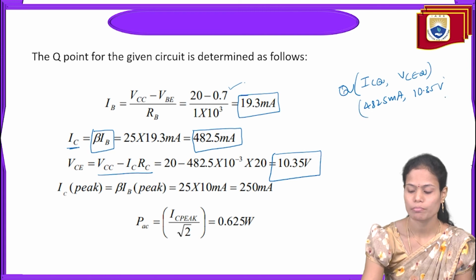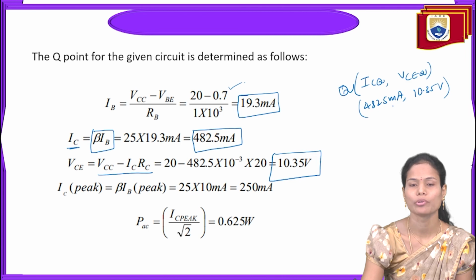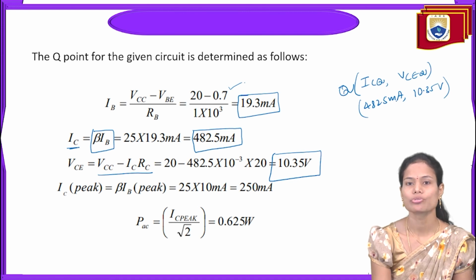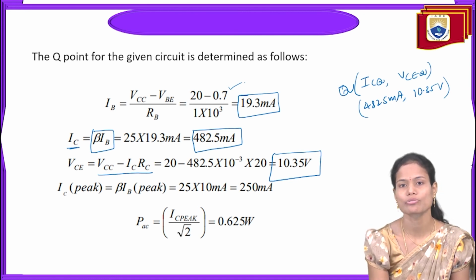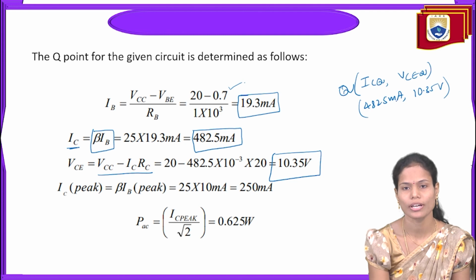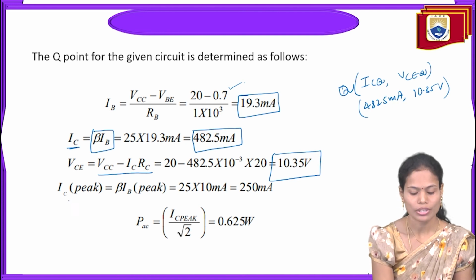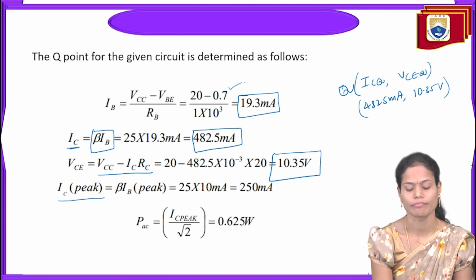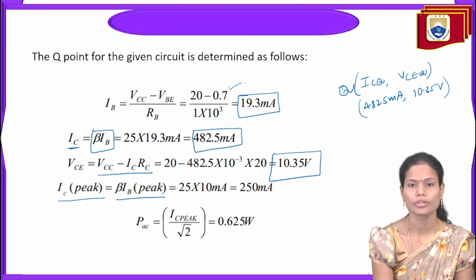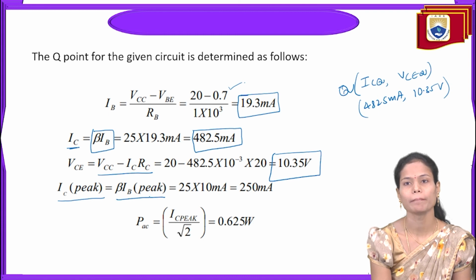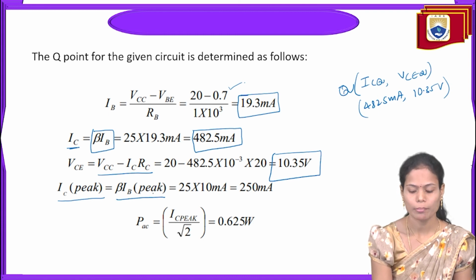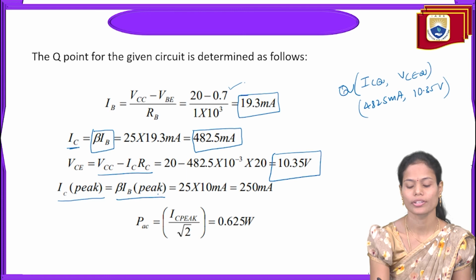At this corresponding voltage and current, this power amplifier can provide the maximum amplification without any distortion. Next we need to calculate the AC power. To calculate that AC power, we require the AC current. To calculate that AC current, I am taking the AC peak value, that is equal to beta into IB peak value here.